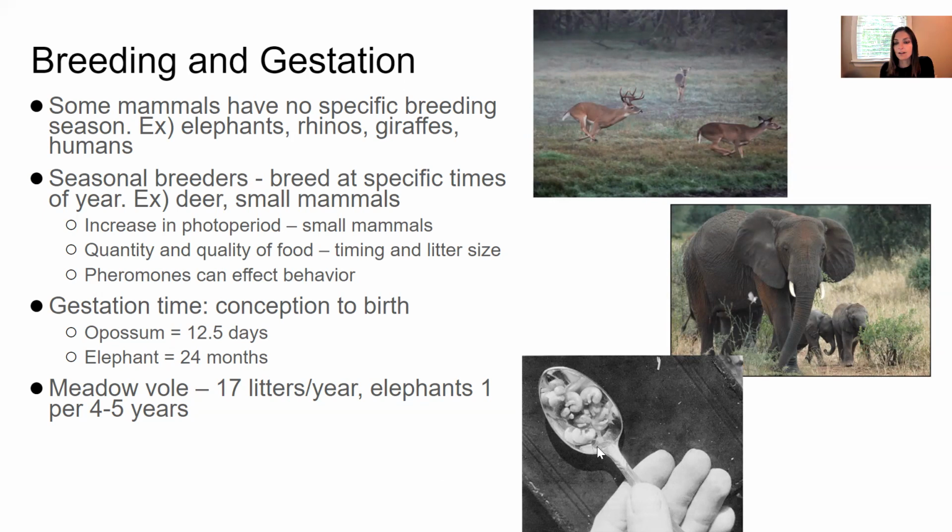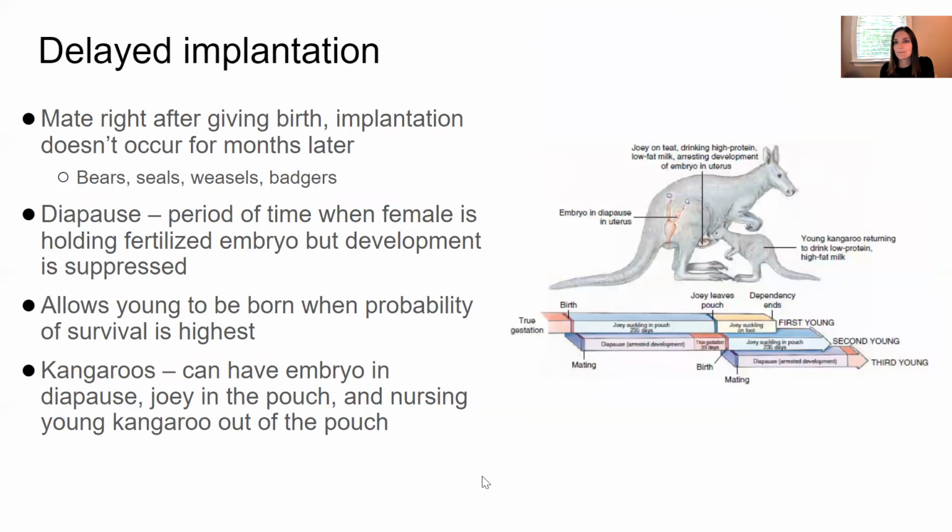These are Virginia opossum, little tiny babies. That's how big they are when they are born.